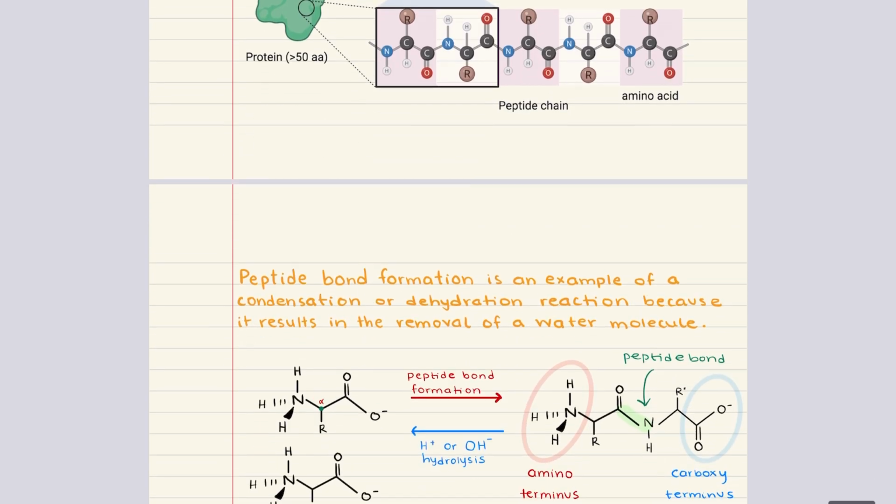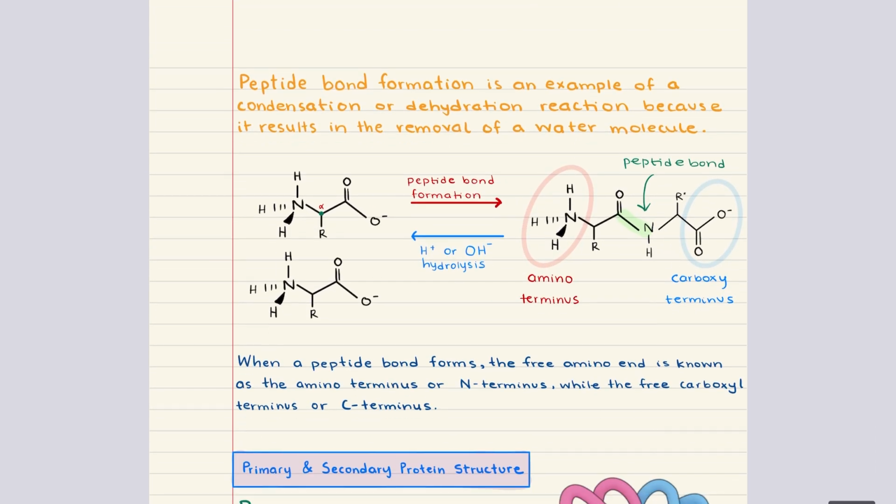Once the peptide bond is formed, we can now refer to the two ends of the peptide chain using specific terms. The end of the chain that still has a free amino group, this is called the N-terminus or the amino terminus. The other end, which has the free carboxyl group, this is called the C-terminus or the carboxyl terminus. So when we talk about the direction of a peptide or protein, we always read it from the N-terminus to the C-terminus. And just like peptide bonds can be formed, they can also be broken.